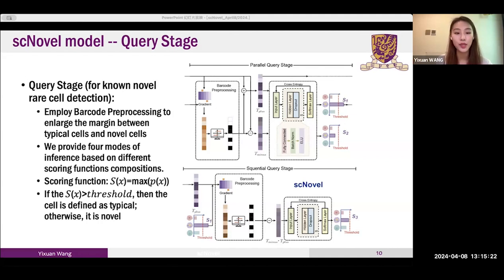And based on these two stages, to assess the novelty of a given cell, we provide 4 modes or 4 score functions of inference based on different scoring functions of the composition. The auto scoring function is defined as the max cell type probability, and we can have the score S. If the score S is larger than the threshold, the cell type is defined as typical, and otherwise it is novel.